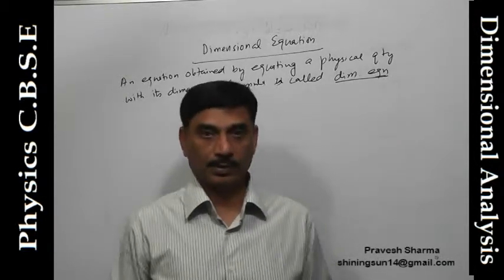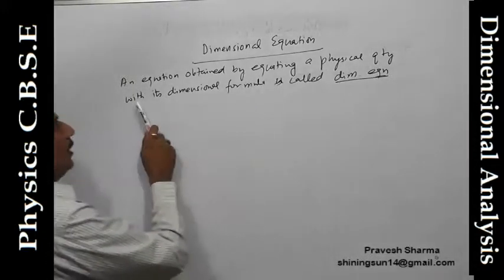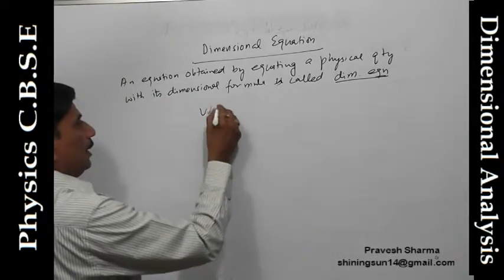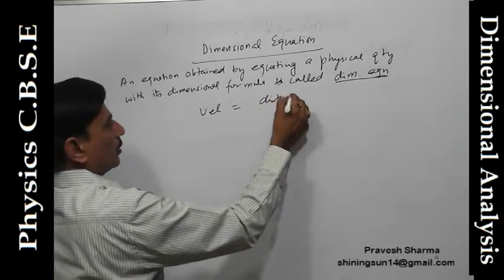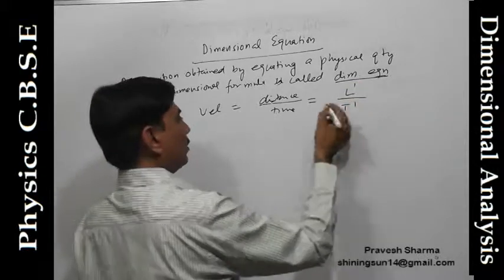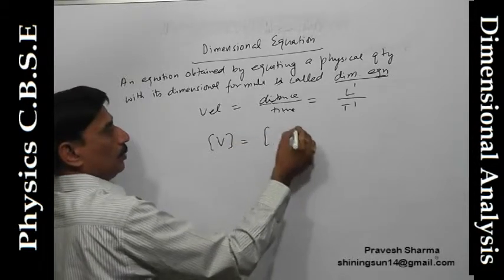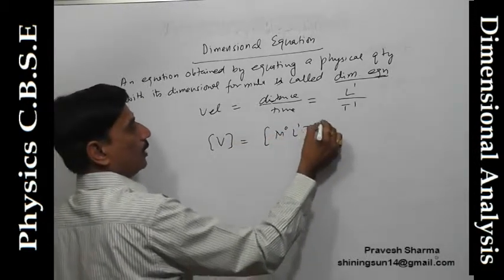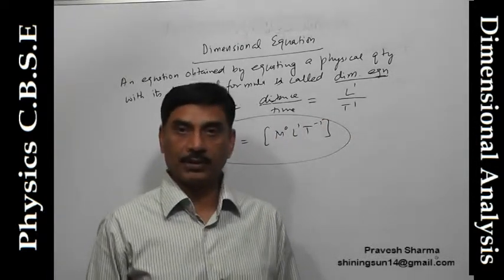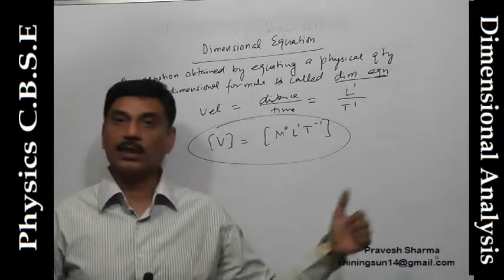What is the dimensional equation? A dimensional equation is an equation obtained by equating a physical quantity with its dimensional formula. Like we know velocity is distance upon time. Distance is L1, time is T1. So the dimensional formula for velocity, I write it like this in brackets, is equal to M0 L1 T minus 1. This whole thing is a dimensional equation. Obviously, when you are saying equation, there has to be a sign of equality.